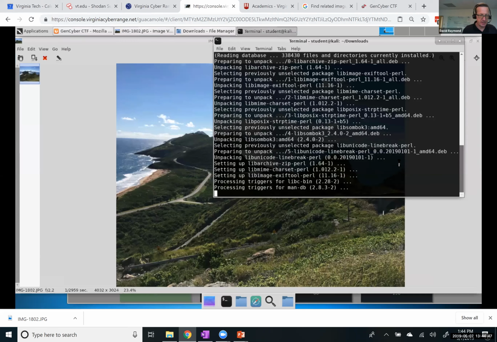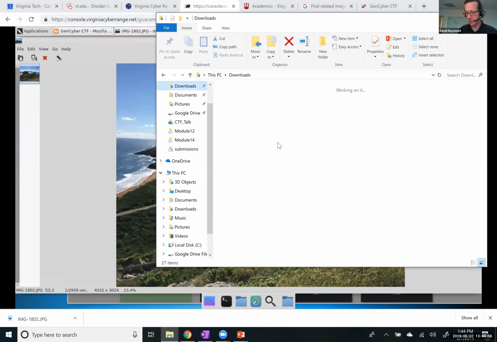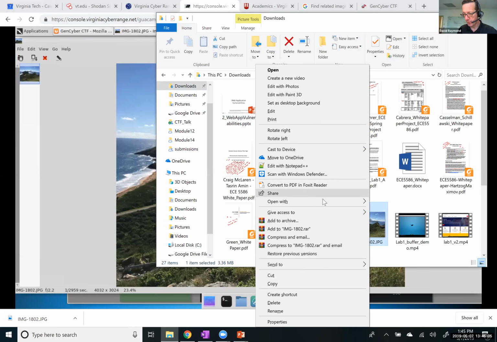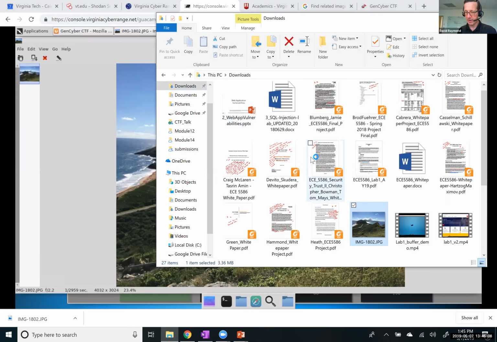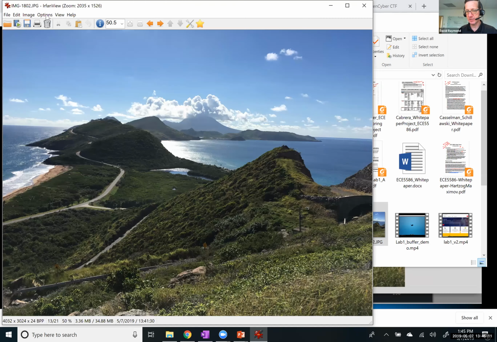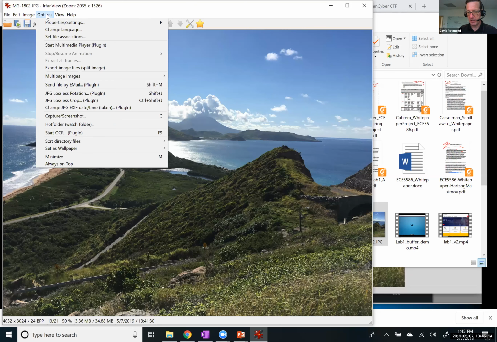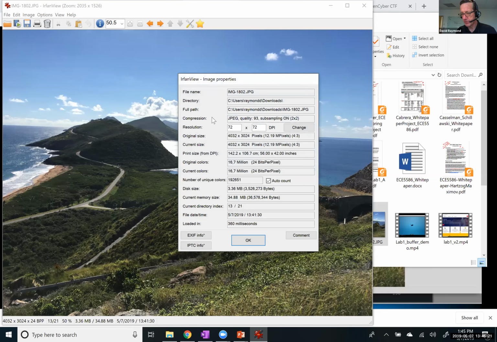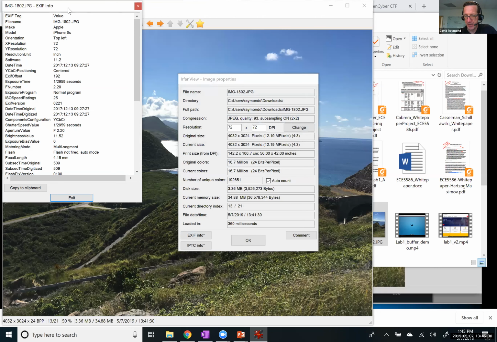There's other ways to get Exif data. In fact, on my Windows machine, I downloaded that image right to my Windows machine. So if I went to my File Explorer, I could right-click this file and open it with IrfanView, which is great image manipulation software, and you can get information about the image. So this is that Exif data, right? Okay, here's Exif info. All right, here's the Exif data.